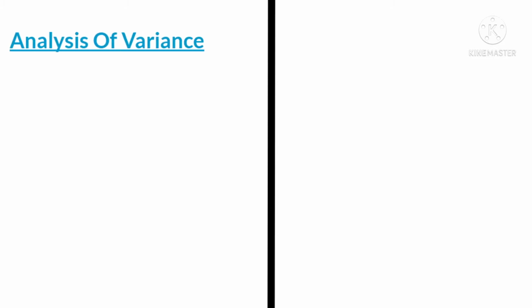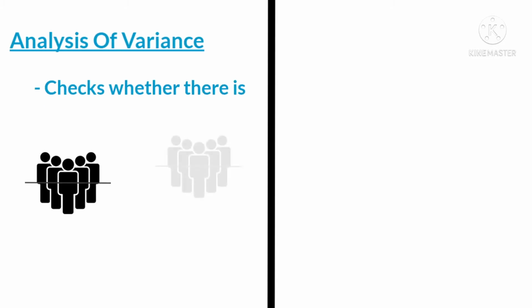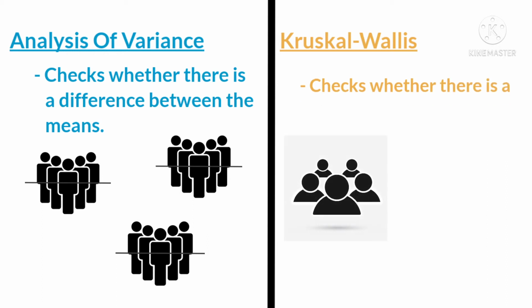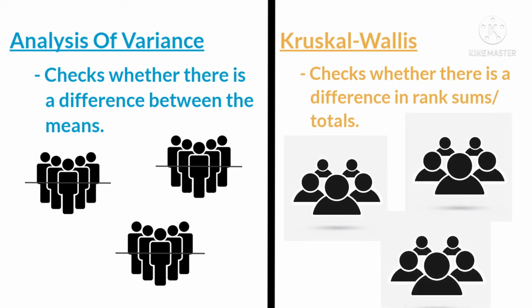Now, let us try to enumerate some important differences between ANOVA and the Kruskal-Wallis test. Analysis of variance checks whether there is a difference between the means. If we have our groups, we calculate the mean of the groups and then check if the means of the groups are equal. On the other hand, the Kruskal-Wallis test checks whether there's a difference in rank sums or rank totals. Here, we don't check if the means are equal, but we check if the rank sums of the groups are equal. Now, what is rank and what is rank sum?